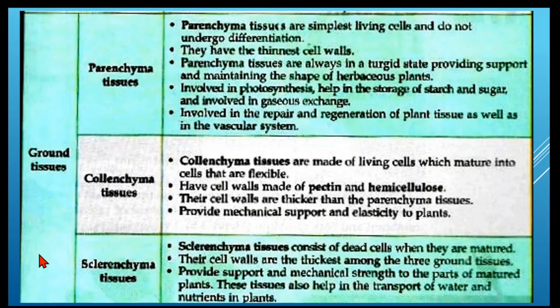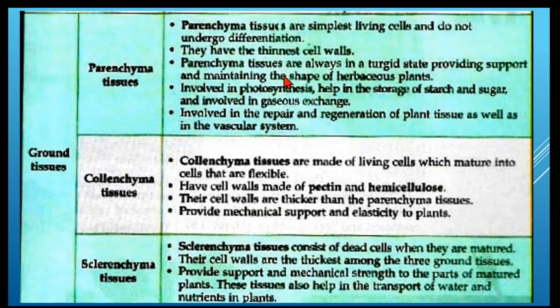Okay, this is the second types. Okay, second types of permanent tissue. Okay, ground tissue. Ground tissue dia bahagi lagi kepada tiga, iaitu parenchyma, collenchyma, and sclerenchyma. So parenchyma tissue are simplest living cells and do not undergo differentiation. Okay, tidak mengalami differentiation. They have thinner cell wall.